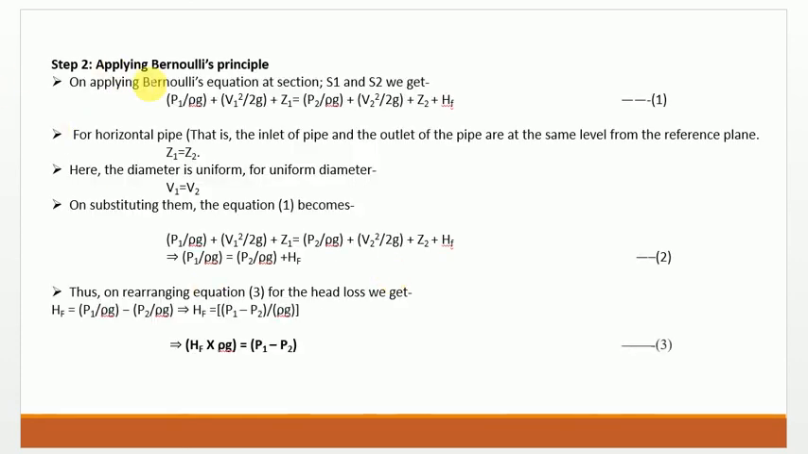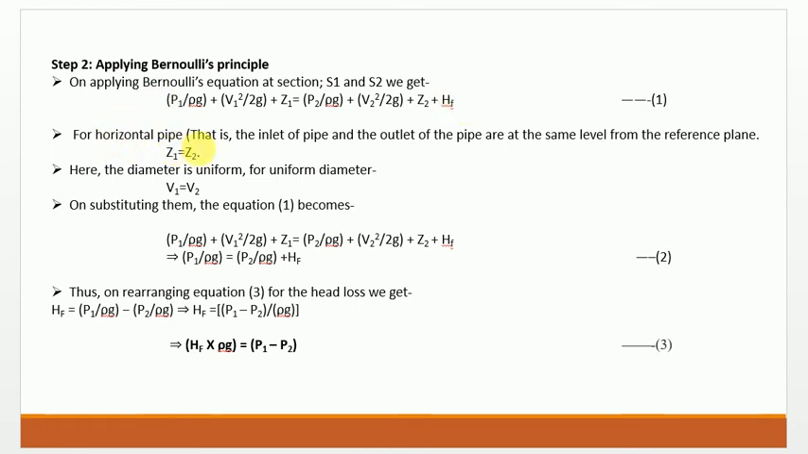So applying Bernoulli's equation, P1 by rho g, which is the pressure head, plus V1 square by 2g, the kinetic head, plus Z1, which is for section 1, is equal to P2 by rho g plus V2 square by 2g plus Z2 for section 2, plus head loss due to friction. There will be some energy loss for a real fluid. If it's an ideal fluid, it will be equal to a constant, but for a real fluid we'll have some head loss, which is energy loss.